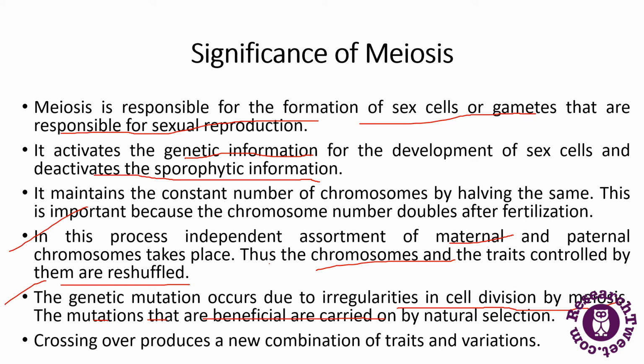If we compare it with mitosis, the daughter cells have the same traits as the parent cell, because the chromosome numbers are the same in both. But in meiosis, the number is reduced to half. There is recombination and segregation, and there is always a combination of variation in traits that are different from the parental chromosomes. So this is all about meiosis.